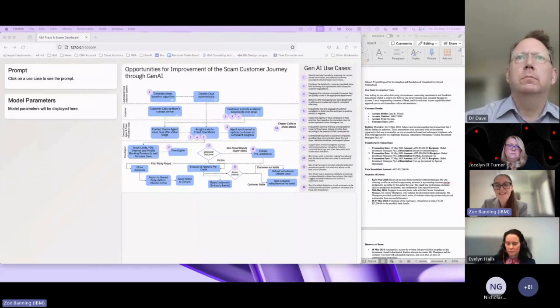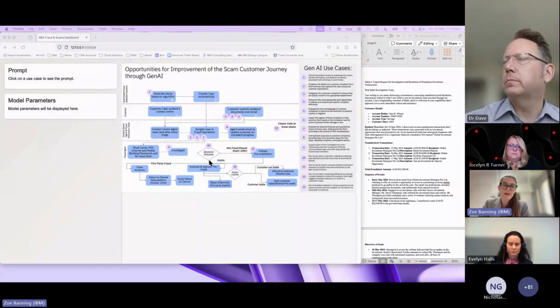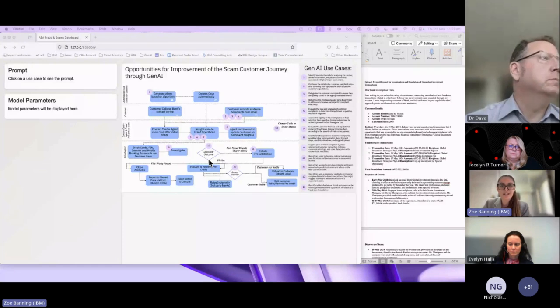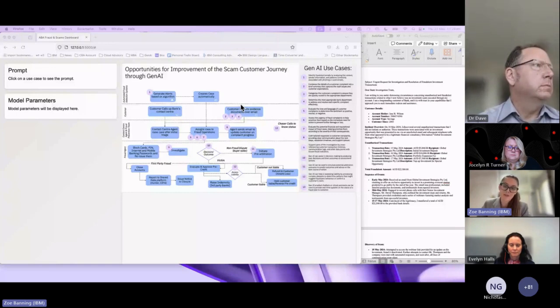So I've built this app specifically for today's demonstration, which is powered by IBM's watsonx.ai technology in the backend, which will really just help me use different models, parameters, and prompts depending on the use cases I select. So what you're seeing in the middle of my screen is the scam customer journey that Dave spoke to throughout his presentation. And what I plan to do now is take you through a couple of the GenAI use cases listed on the right-hand side of my screen here.